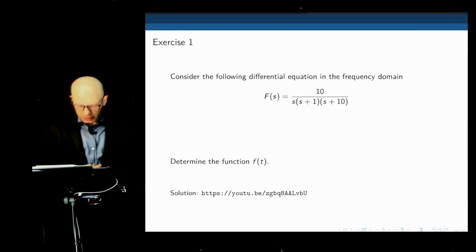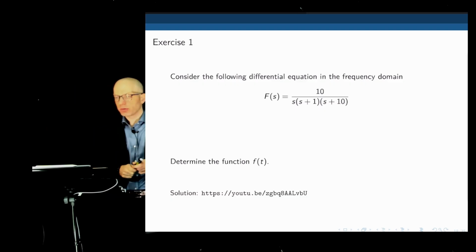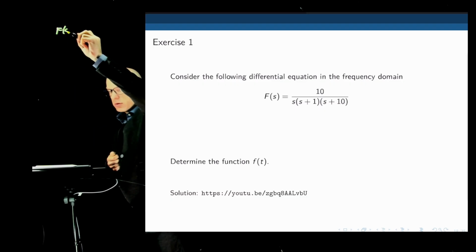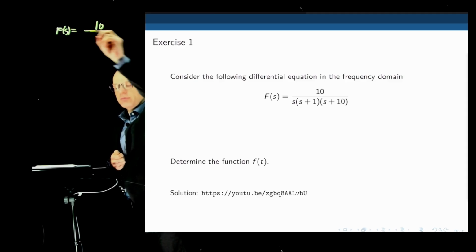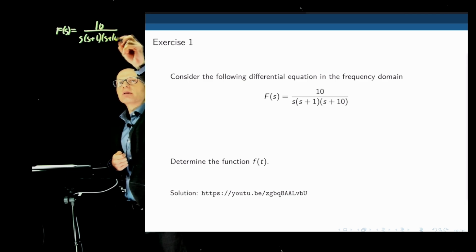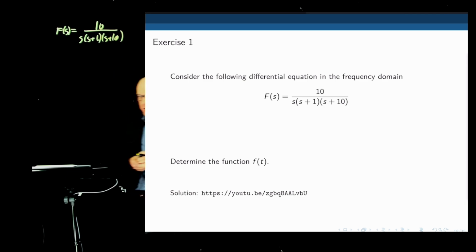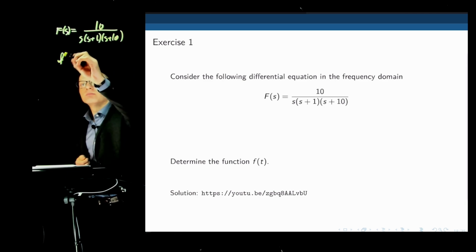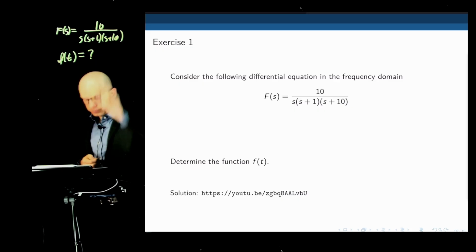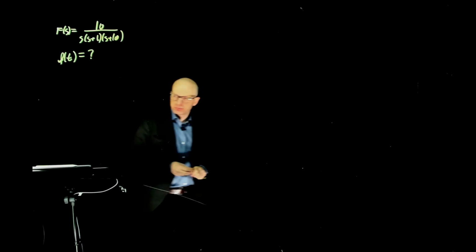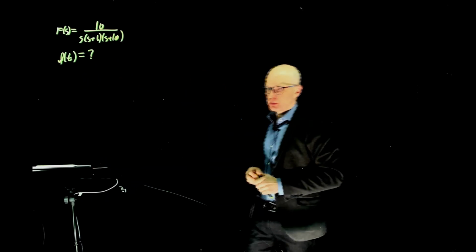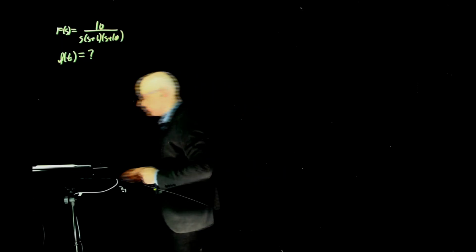Okay, let's do one exercise. And then let's do a more complicated one. So here we have the function F of s equals 10 over (s plus 1)(s plus 10). And we want to find f of t. What do we do? What do we do here?